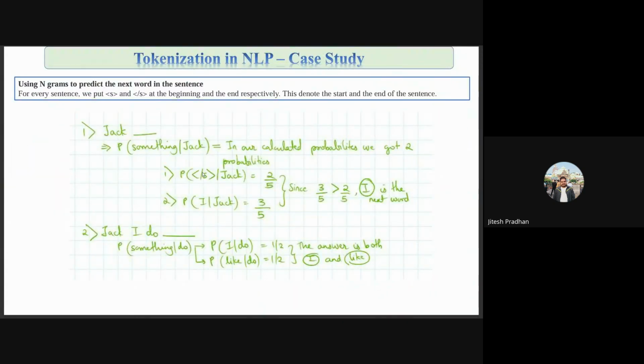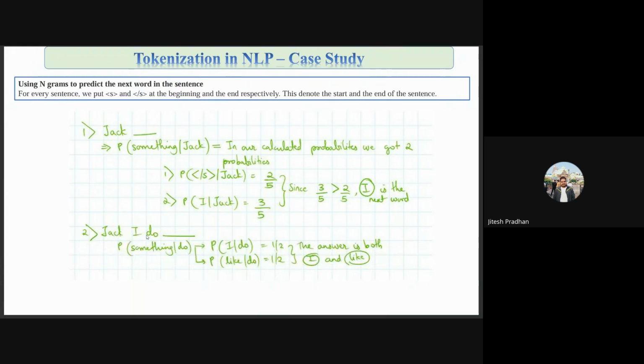So we have two cases. Either jack is the first symbol and the next symbol is the ending symbol, so it is 2 by 5. Or if it is I, jack is known and the next word is I, so the bigram is jack I, and it is 3 by 5. Basically the probability of having I after jack is higher, so the next probable symbol will be I in this case. Look at here, jack I do.